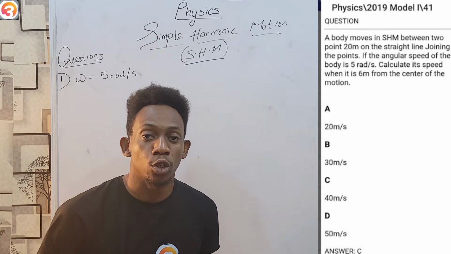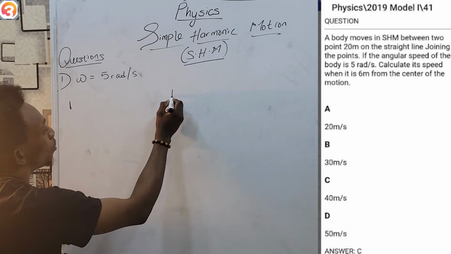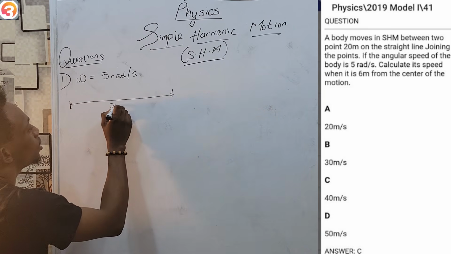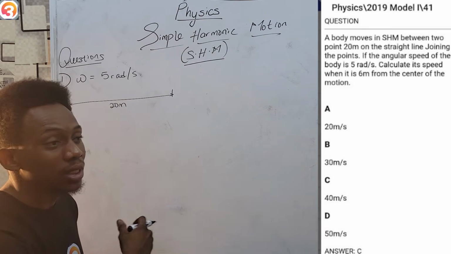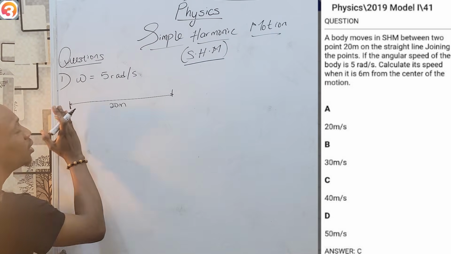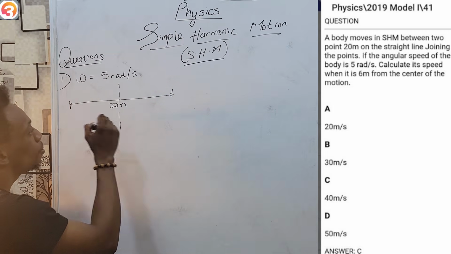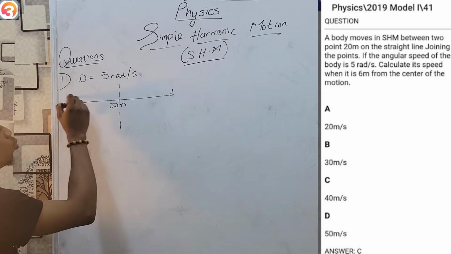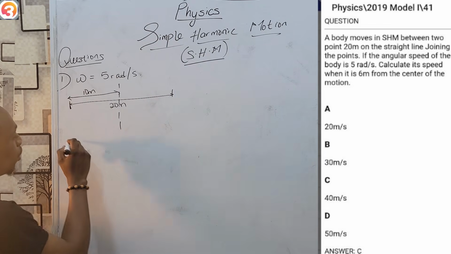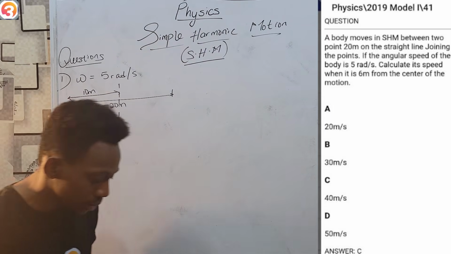Now there are a few things we have to figure out here. Right now I know that this is one equilibrium point, and the distance from here to here is 20 meters. And our body is oscillating across this 20 meters. Now what I must know is that if the body is moving this entire distance, then my equilibrium position must be somewhere in the middle, which is going to be half of 20, distance of 10 meters. Therefore, I know that my amplitude is this middle distance, 10 meters.